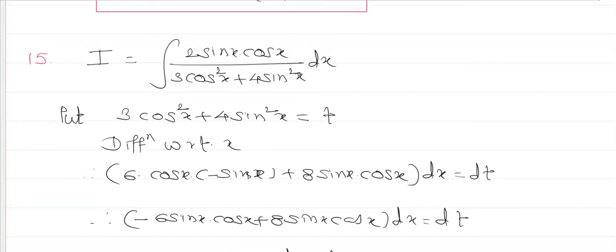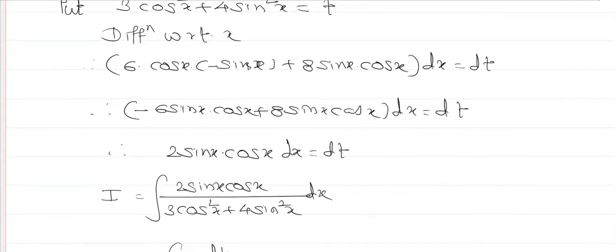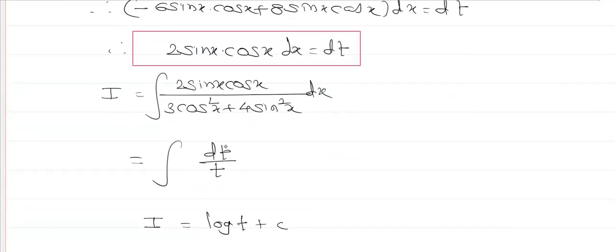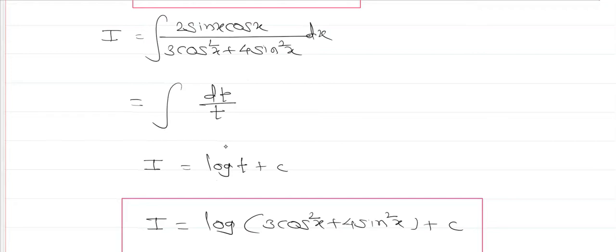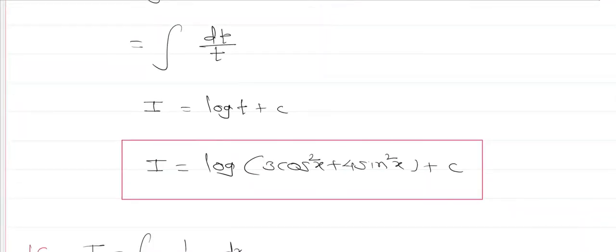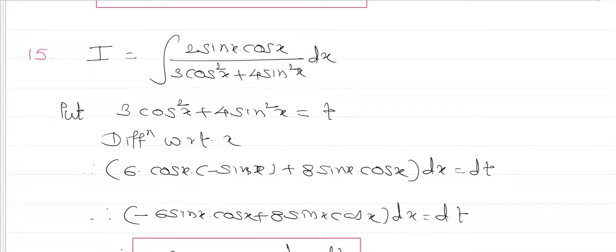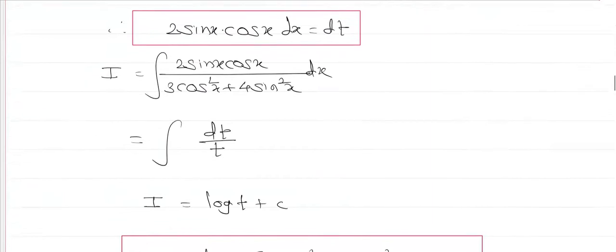So the value given in the numerator, 2 sin x cos x dx, we get as a ready-made value: 2 sin x cos x dx is equal to dt. Ready-made means that many times we have to adjust constants, but here we get the direct value. Now we substitute: I = ∫ dt/t. The integral of dt/t is log t plus c, and replacing the value of t, that is 3 cos² x + 4 sin² x, plus c. This is our final answer.